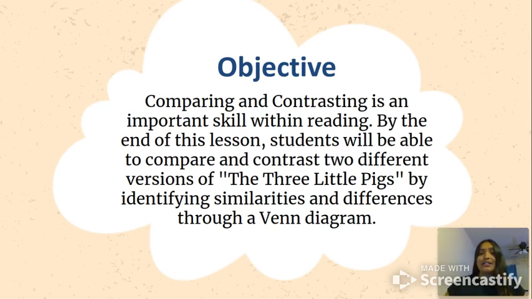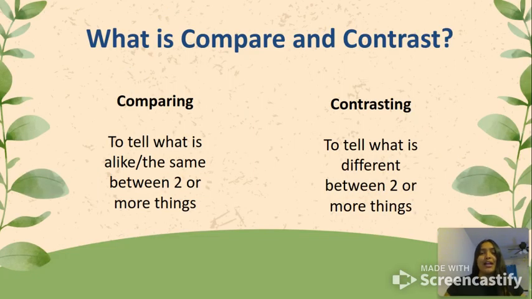So, comparing and contrasting is an important skill within reading. But what exactly is compare and contrast? Well, let's start by defining comparing and contrasting. So, comparing is to tell what is alike or the same between two or more things. And contrasting is to tell what is different between two or more things.